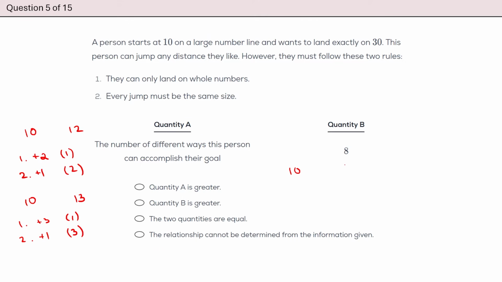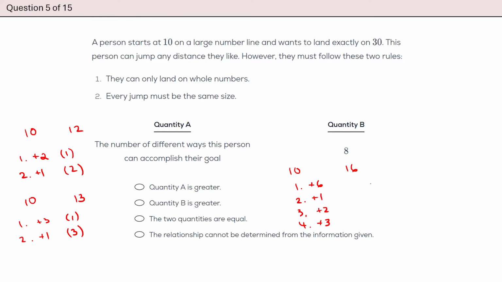Let's imagine we're going from 10 to, let's say, 16. So we could do the big jump of +6. We could do the small jumps of +1, right? So 11, 12, 13. We could do jumps of 2. So we could go 10 to 12, 12 to 14, 14 to 16. Or we could even do jumps of +3, 10 to 13 and 13 to 16. Do you see the pattern?